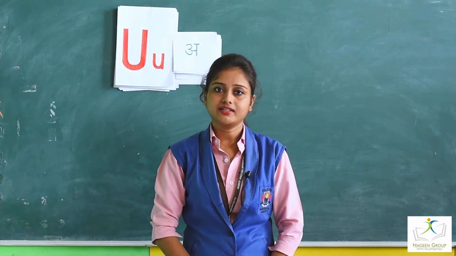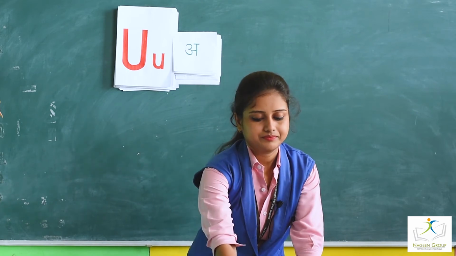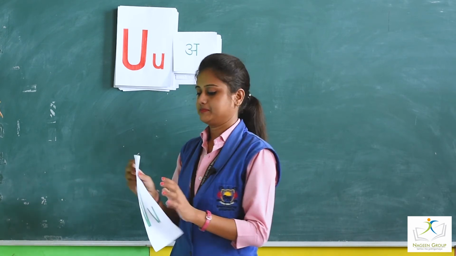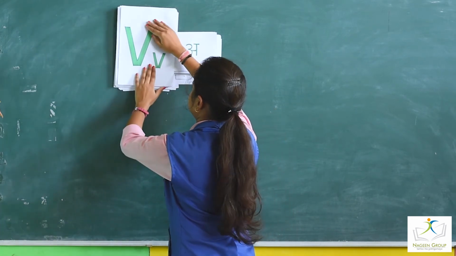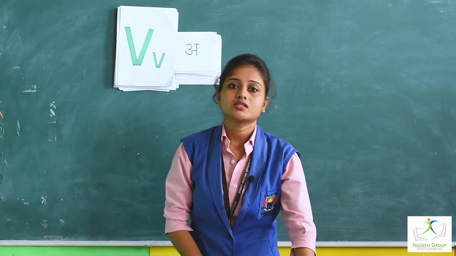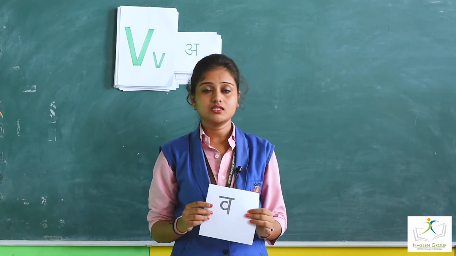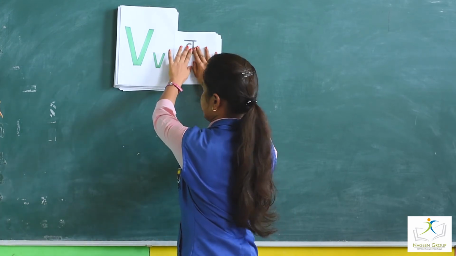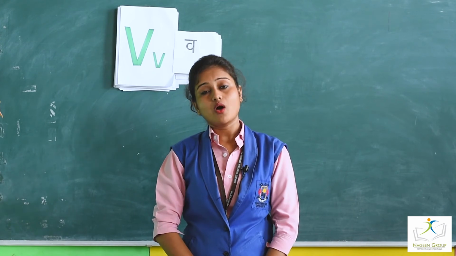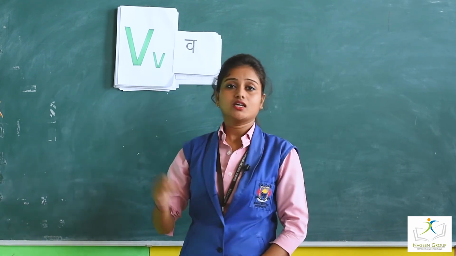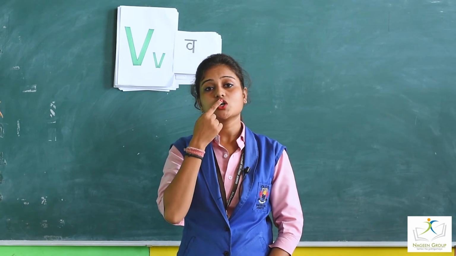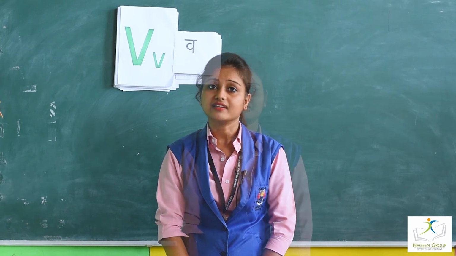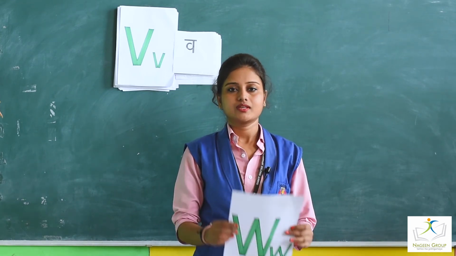Next letter is letter V. What is this? Letter V. The sound of letter V is V. Make sure when you pronounce the sound of letter V, your lower lip should touch your upper teeth, as in van, van.